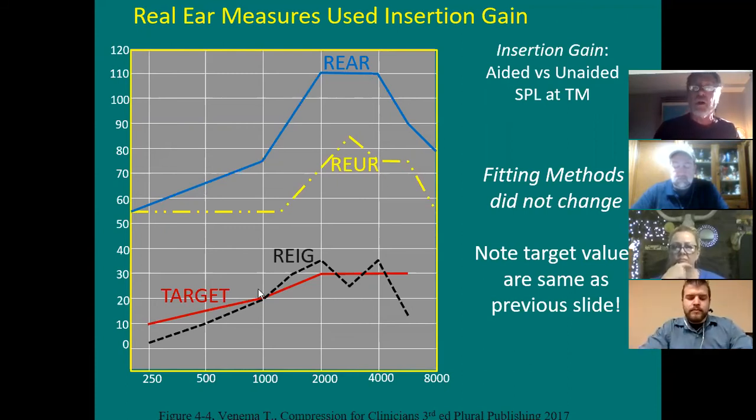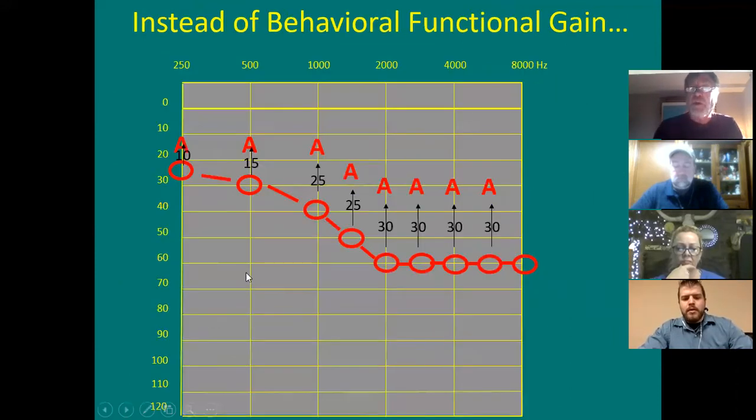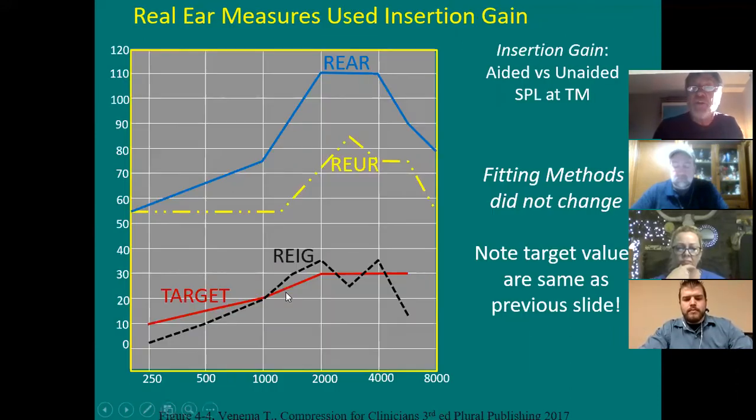And what's the target? Well, this might be NAL. This could be the Libby. This could be the Pogo. This could be the Berger target for the hearing loss in question. For whatever hearing loss, maybe for this hearing loss, whatever. You're just picking a hearing loss, and I'm just drawing a fictitious target. So the target could be half gain, could be any one of those four methods we've discussed.